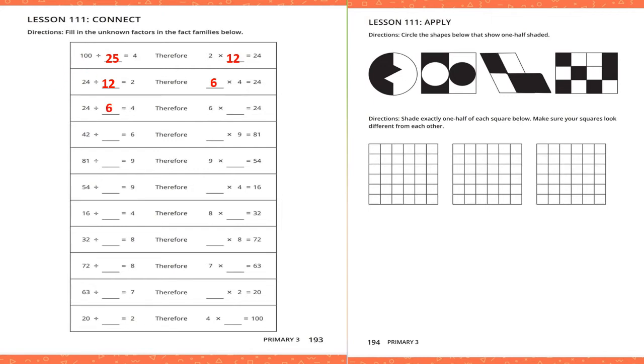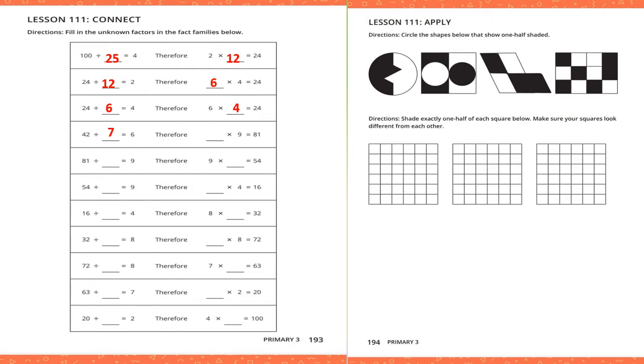Super. Next. 6 times what equals 24? Who can tell me quickly? 6 times 4 equals 24. Yes. 42 divided by what equals 6? I get it from timetable 6. 6 times what equals 42? 6 times 7 equals 42. So the answer will be 7. 42 divided by 7 equals 6.